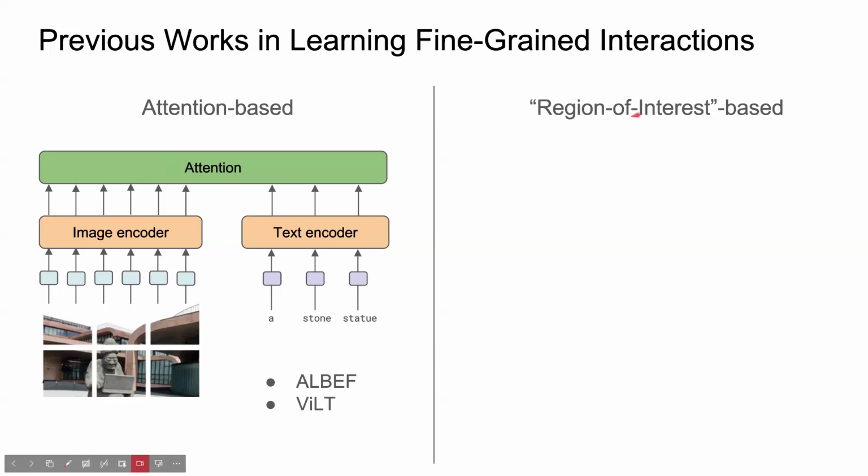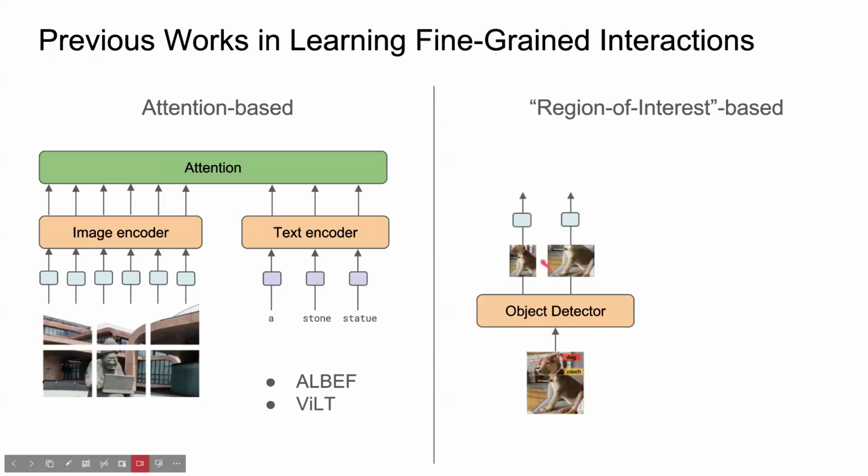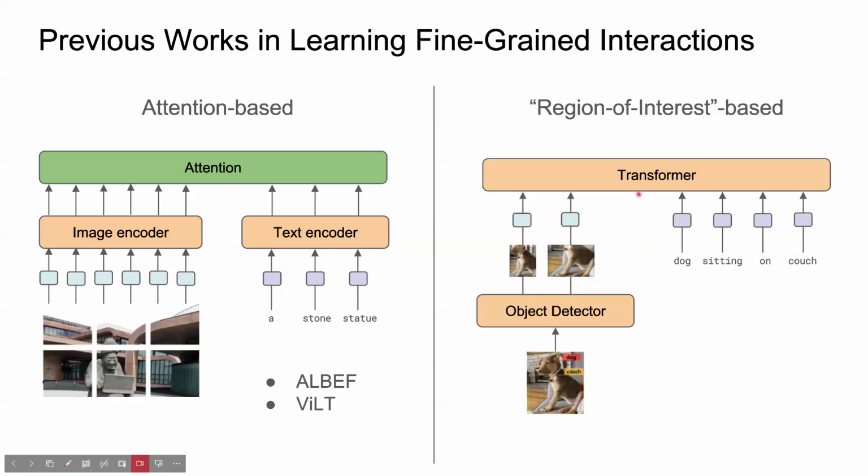Then we have region of interest-based methods, in which an image goes to an object detector, which basically finds all the objects in an image. For example, here's a patch with an image of a dog, and then here's the couch. And then we extract some features from those regions of interest, as we also extract some features from the text, and then they are fused together using a transformer.